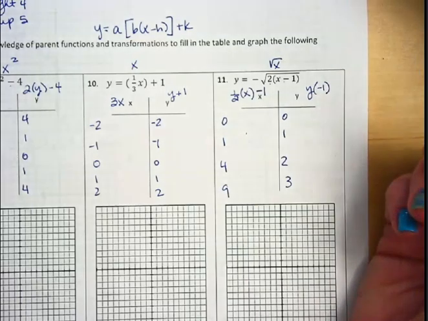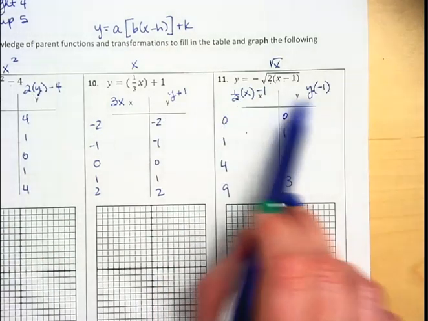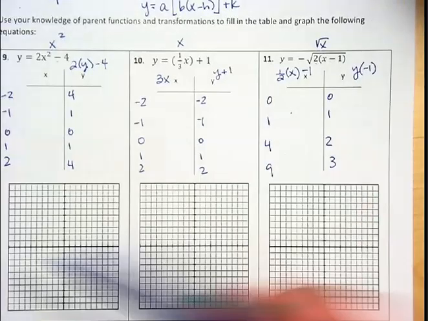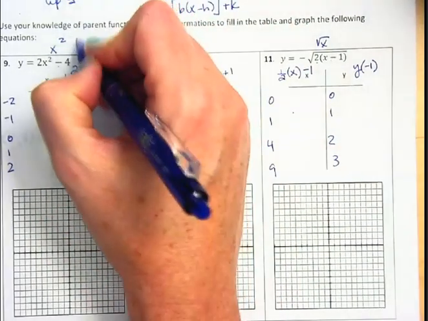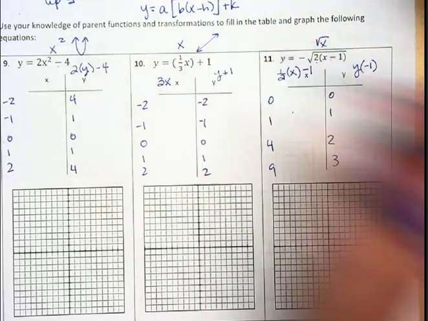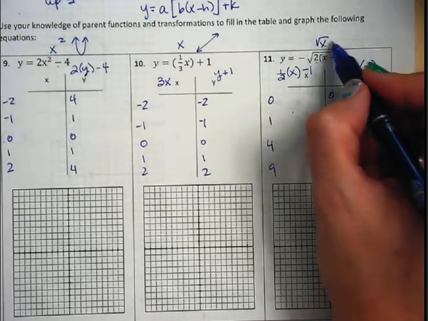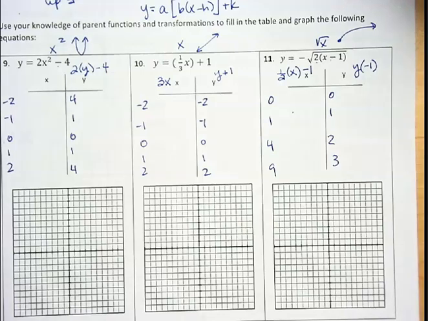So your job now is to pause your video, do all these changes to your x's and y's, and then graph your new shapes. Remember that the original shape for x squared is a parabola, for x is a linear, and then for absolute value looks like this shape. So you pause your video and do that for a few moments.